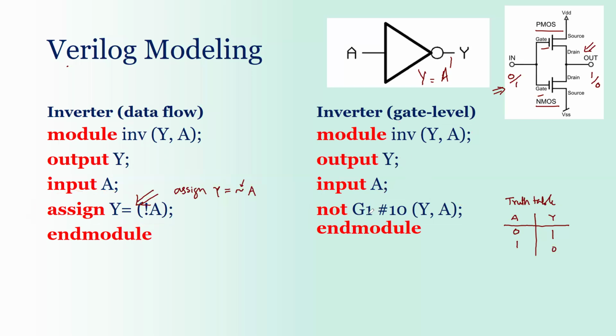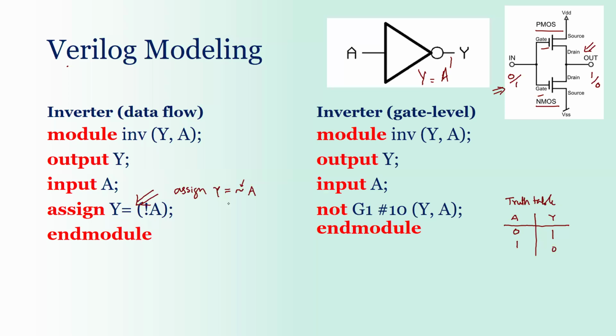Okay, so I'm writing, and then in parenthesis, output must be written first, and then it is followed by an input. You cannot have the reverse way. A cannot come first and Y cannot come later. So unlike here, Y is the output comma A, and then you have the semicolon.